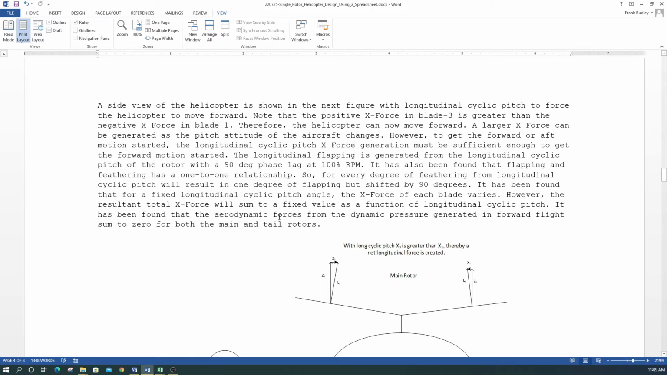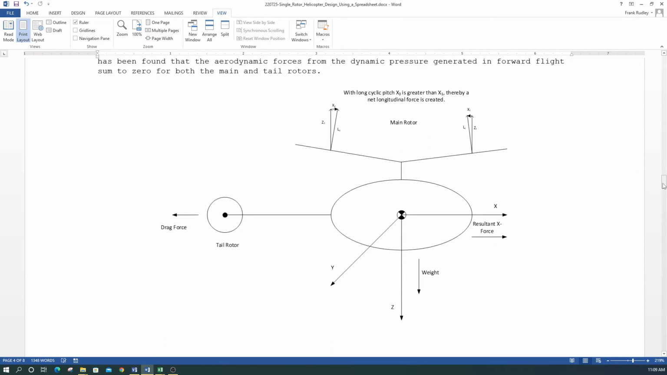So what we're trying to say here is, as this rotor system turns around, these X forces are going to vary all over. It's a sine function, but when you sum them all up, they equal pretty much a constant. It has also been found that the aerodynamic forces from dynamic pressure generated in forward flight sum to 0 for both the main and tail rotors. So that's another neat thing about helicopters. Because this is spinning, as you go forward in velocity, your dynamic pressure is going to get higher.